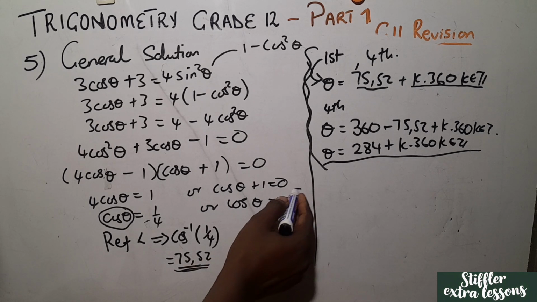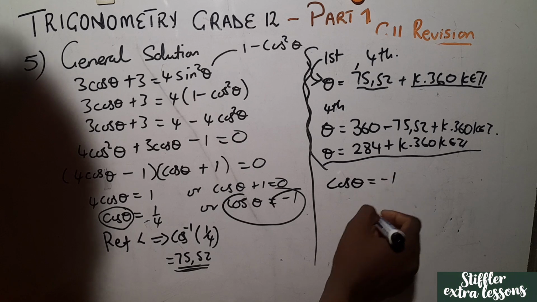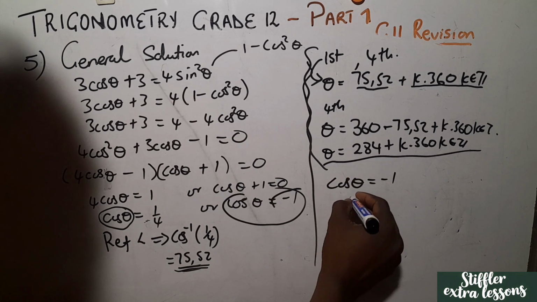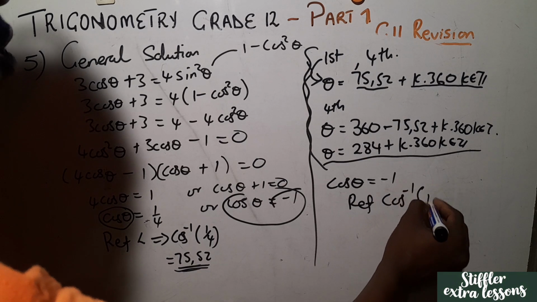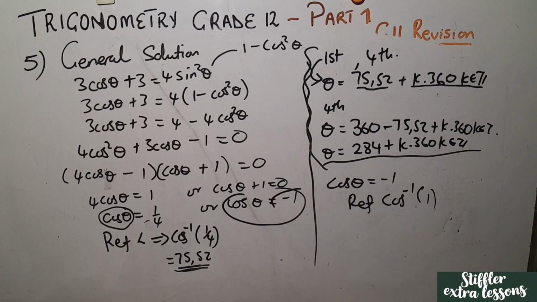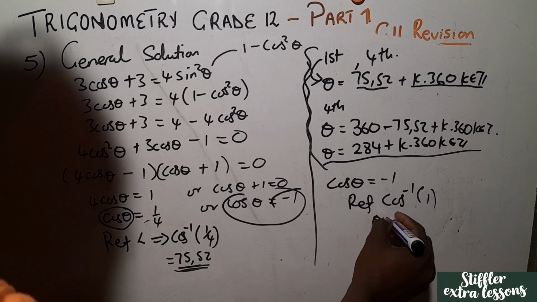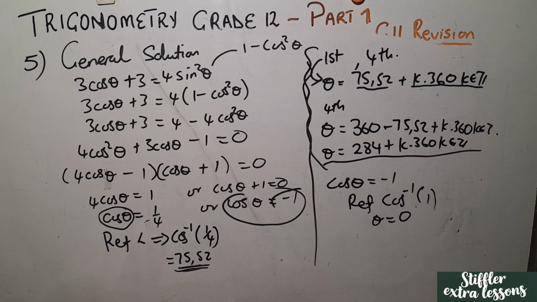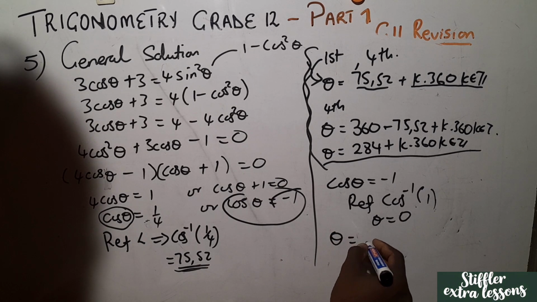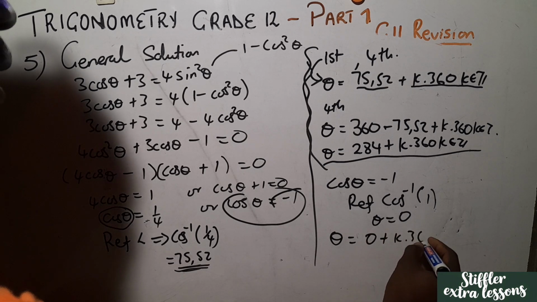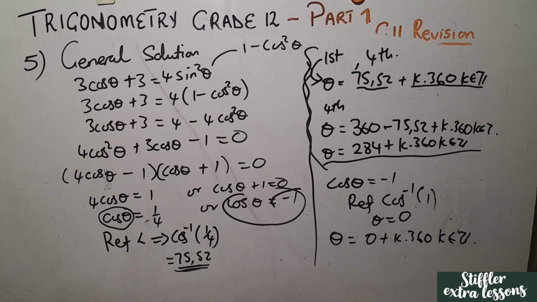And we also take a look at this other solution that you got. It was saying cos of theta equals negative 1. So do the second function of this to find the reference angle. So this will be cos inverse of 1, not of negative 1, but of 1, because I said we don't include the negative, right? So our theta is 0, right? So theta will be equal to 0 plus k times 360, where k is an element of the integers.